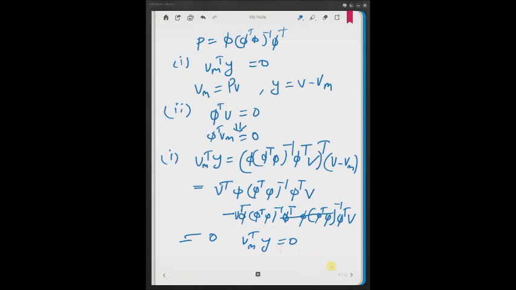If you observe carefully, this is very similar to phi transpose y equal to 0. That is, Vm is in the span of phi. That is, we can easily verify this property, right? That phi transpose y equal to 0 by just substituting V minus Vm in the value of y. And phi transpose times V minus Vm can be easily proven to be 0. So this is one of the properties, that is Vm is in the span of phi.